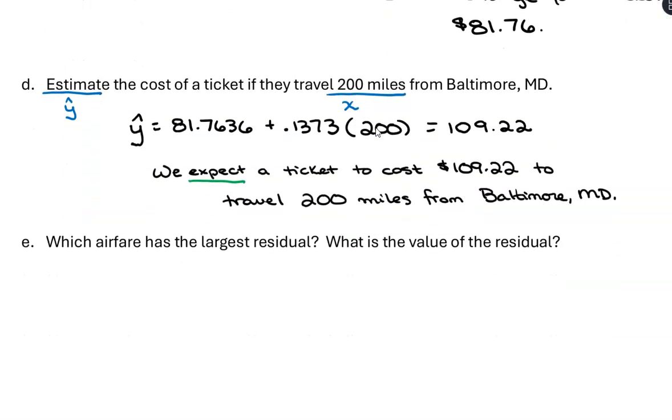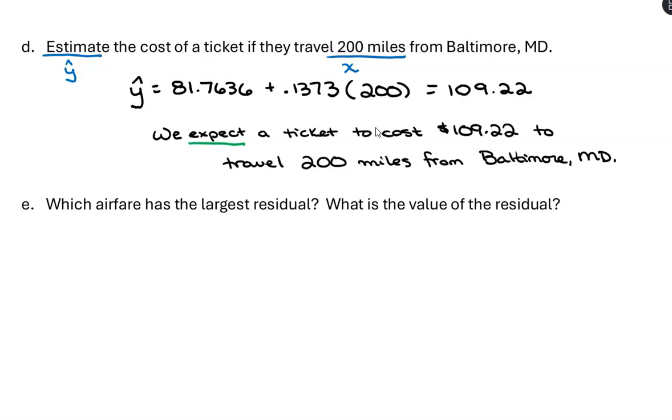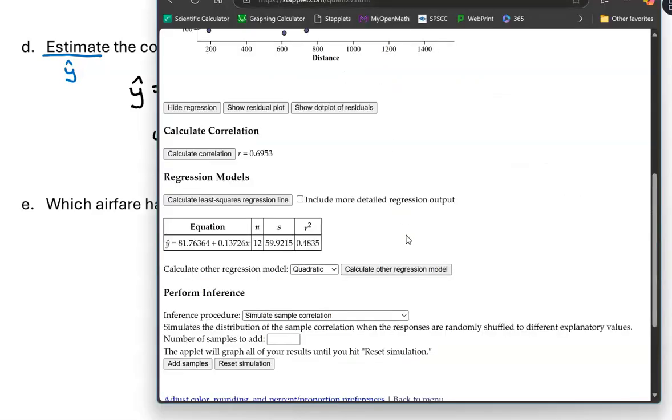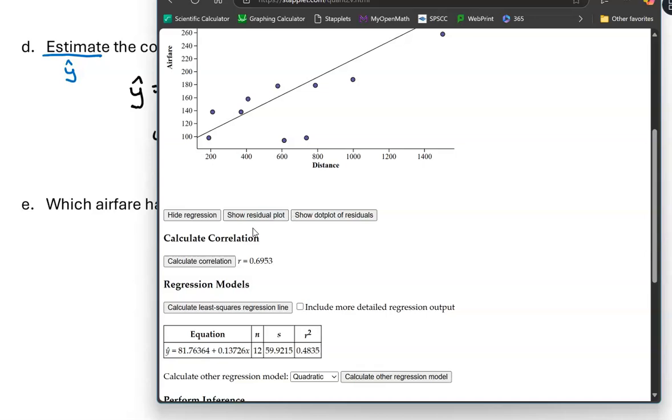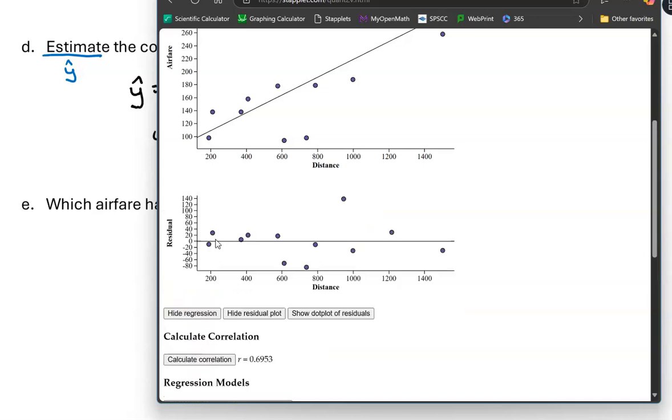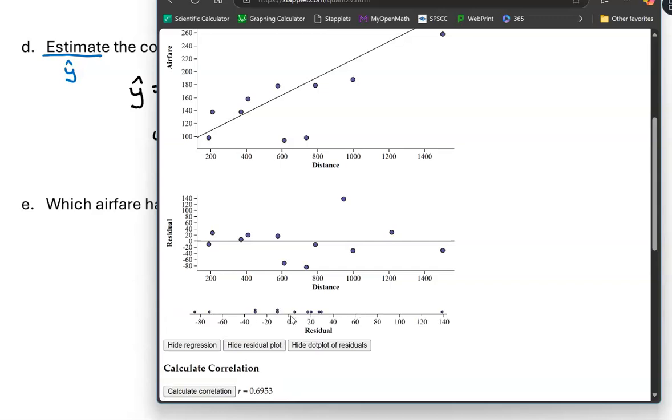Okay, which airfare has the largest residual and what is the value of the residual? This is a nice part of Statplet with that kind of interactive scatter plot: we can see the largest residual. Actually, let's go ahead and show that residual plot because this might be even clearer. That would be our largest residual because that's furthest from the line. And even clearer would be that dot plot because 0 is right here and you're looking for what's the furthest from 0.